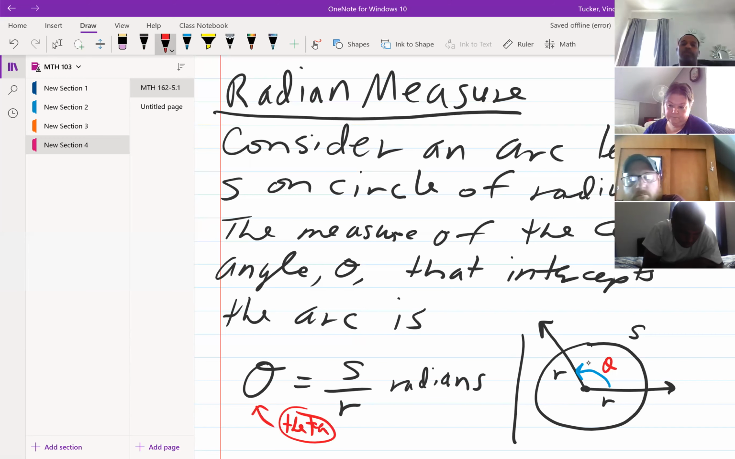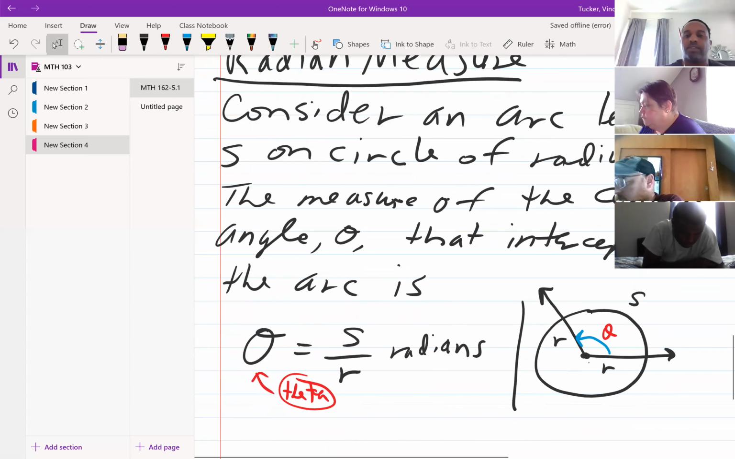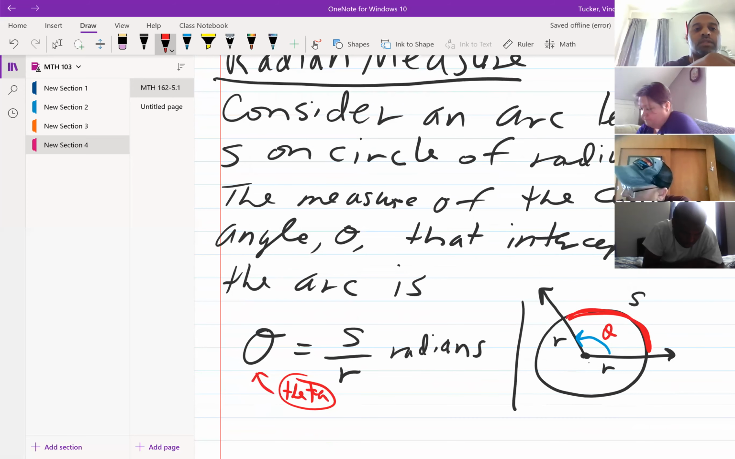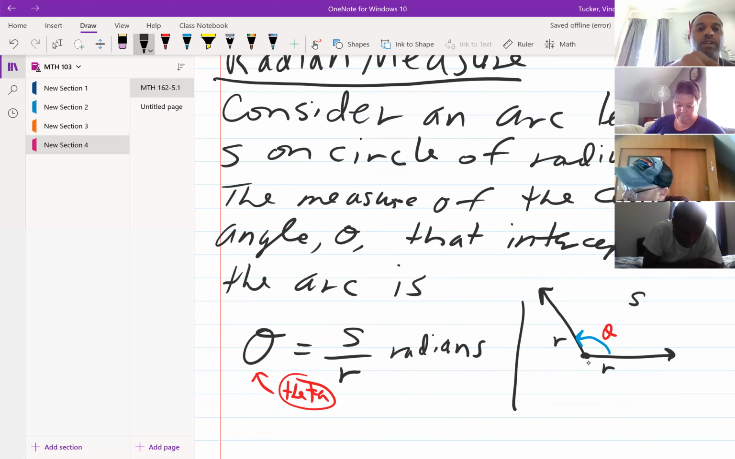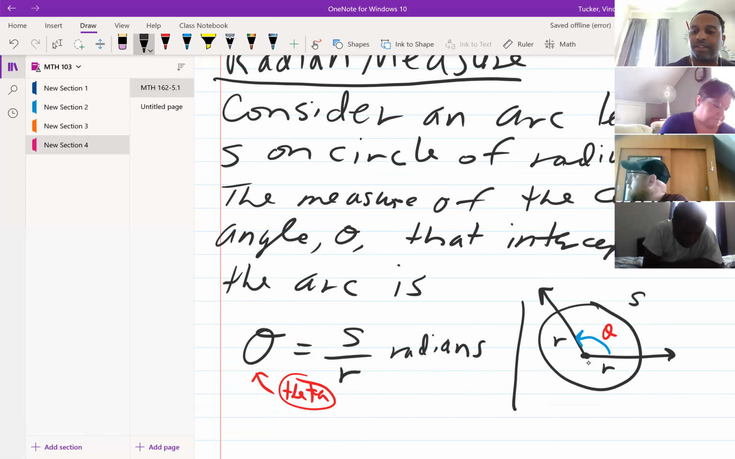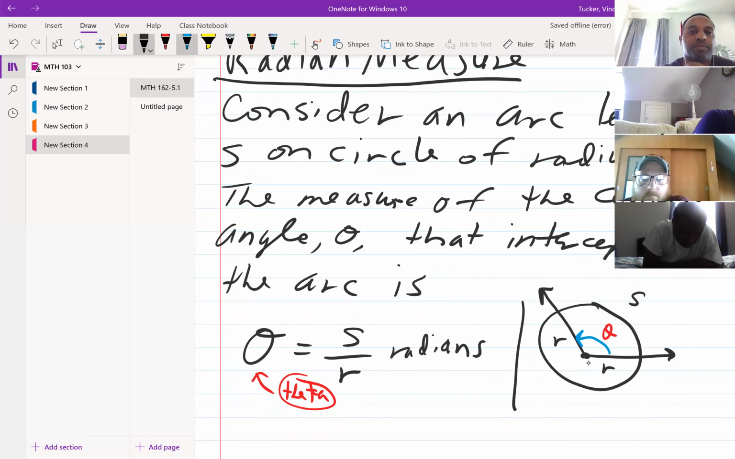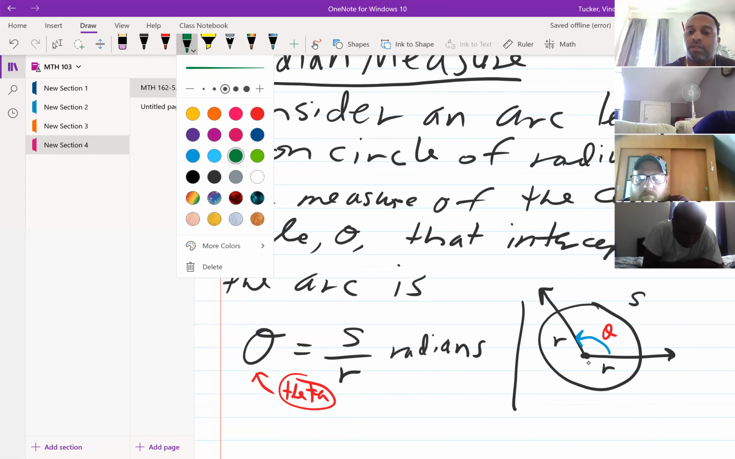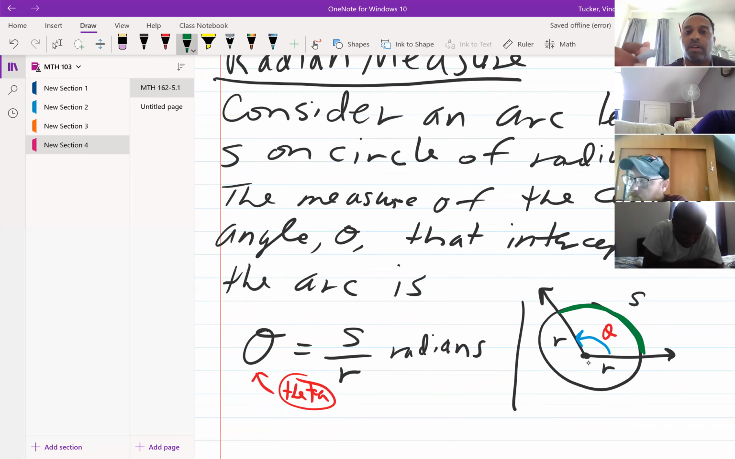All right, so radian measure. We consider an arc length S. So we're talking about arc length, the length of this arc right here. So we're calling this arc length S. And then don't forget the radius of your circle, which is just from the center to any point on your circle. The measure of the central angle, theta, that's the Greek letter theta, that intercepts the arc is S over R radians.